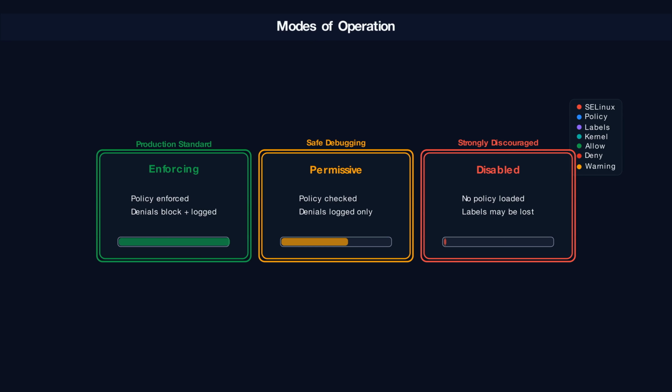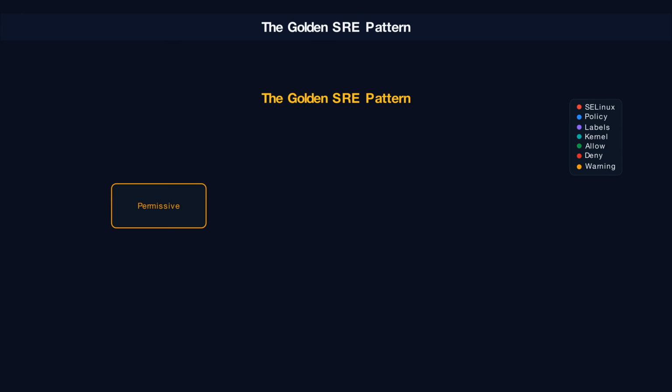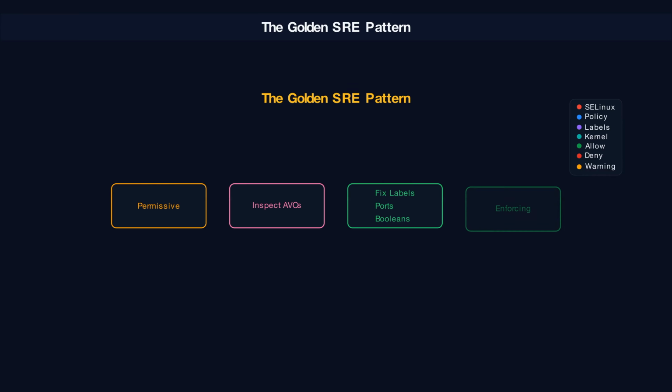Disabled mode means SELinux is completely off. Policy is not loaded, and persistent objects may lose their labels. This is strongly discouraged. The golden SRE pattern is simple. Start in permissive. Inspect all AVC denials. Fix labels, set Booleans, add port mappings.